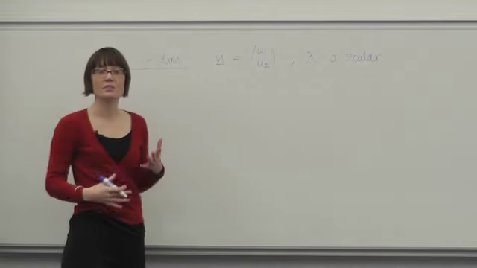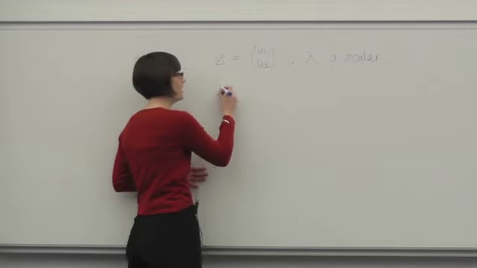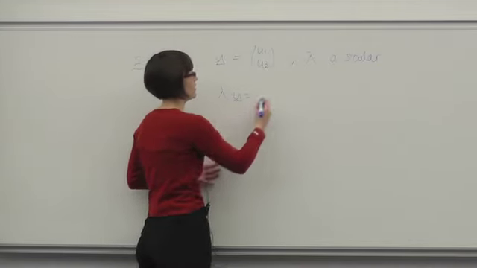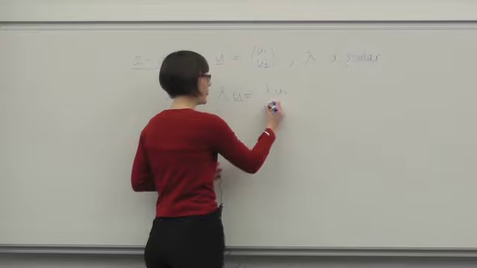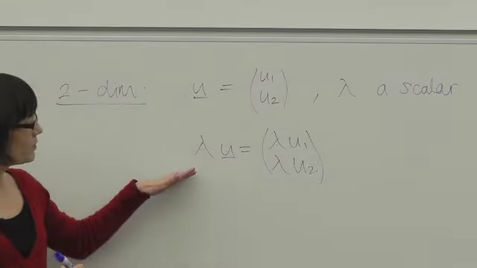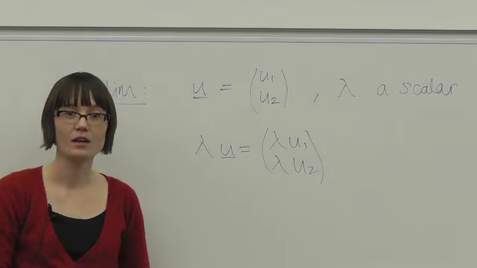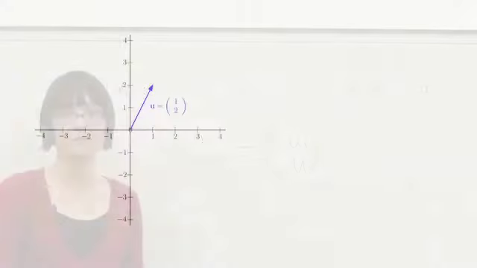remember that just means that lambda is just a number, then by definition lambda times u is the vector lambda u1, lambda u2. So when we multiply by lambda, we just multiply each component by lambda. So let's have a look at some examples.